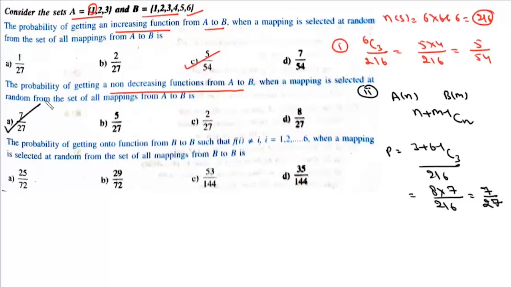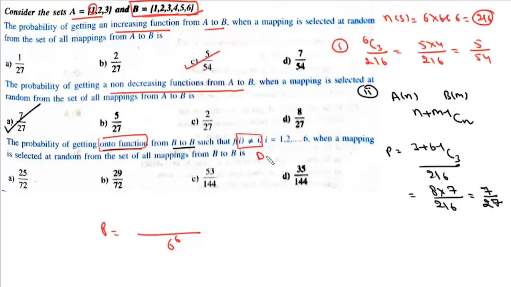And then we have this third one, which is the probability of getting an onto function from B to B such that f(i) is unequal to i when a mapping is selected at random from the set of all mappings from B to B. Now, here in this third question, we are considering mappings from B to B. Total number of mappings from B to B will be 6 to the power 6. We have to find all the mappings in which the function is an onto function and f(i) is unequal to i.